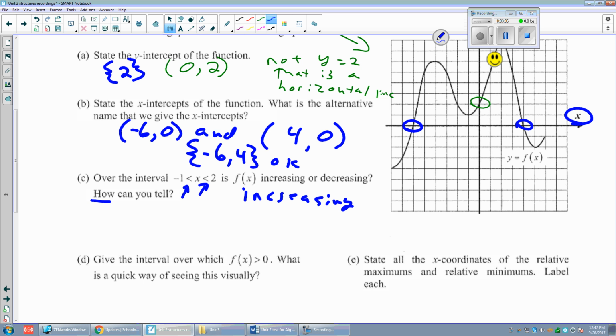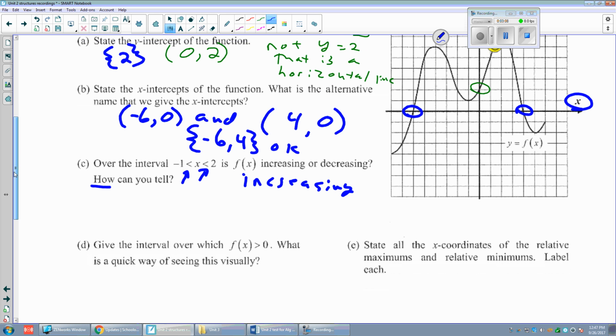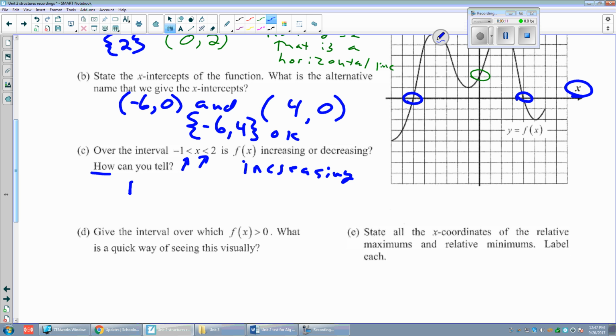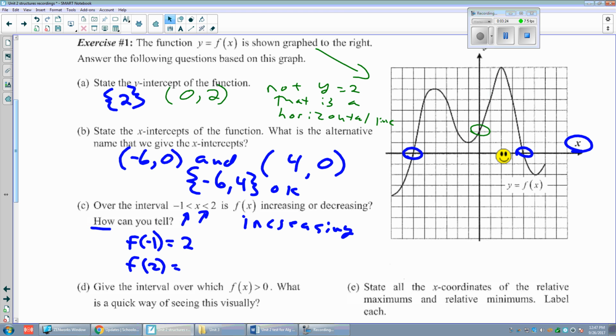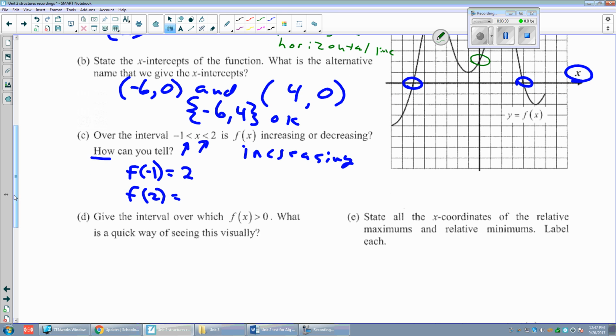How can you tell? f of -1 equals 2. f of 2 equals, how high is it? 1, 2, 3, 4, 5, 6, 7, 8. Double check. 2, 4, 6, 8. And 2 is less than 8. So it's increasing.